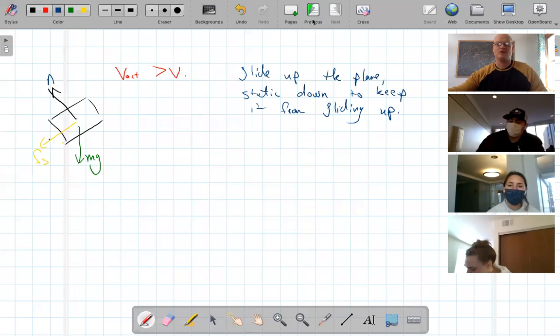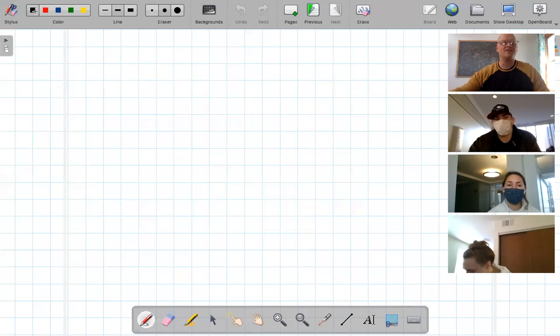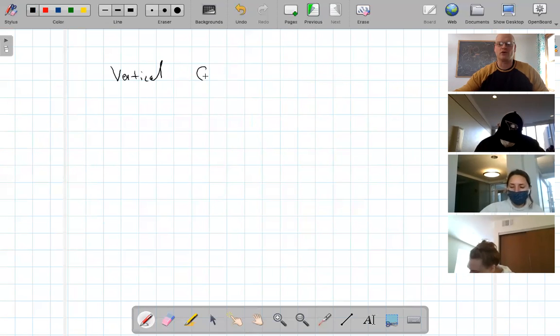Good. So a couple more things to look at. Next one we're going to look at is what's known as a vertical circle. So let's look at a vertical circle.